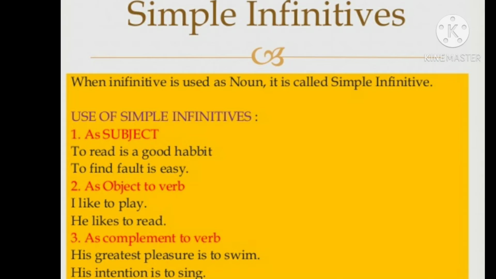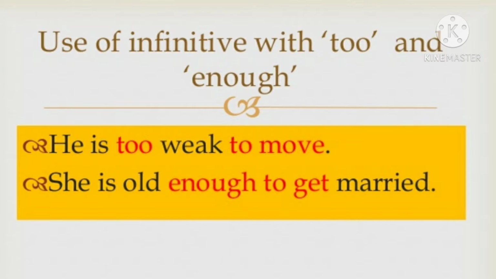This infinitive is preceded not only with 'to' but also with another frame. What is that? 'Too' and 'enough'. The examples will be in such a manner. He is too weak to move. He is too weak to move. One more example: She is old enough to get married.